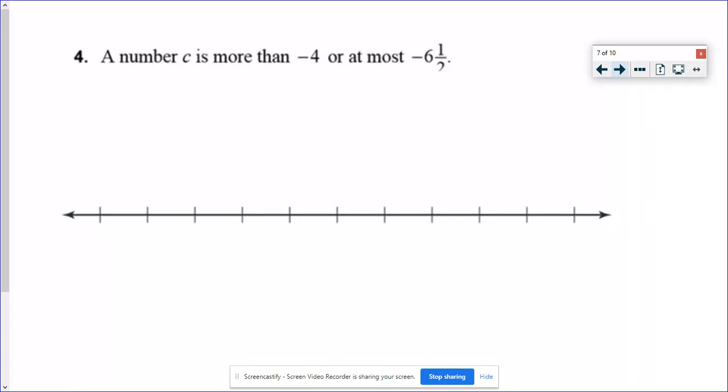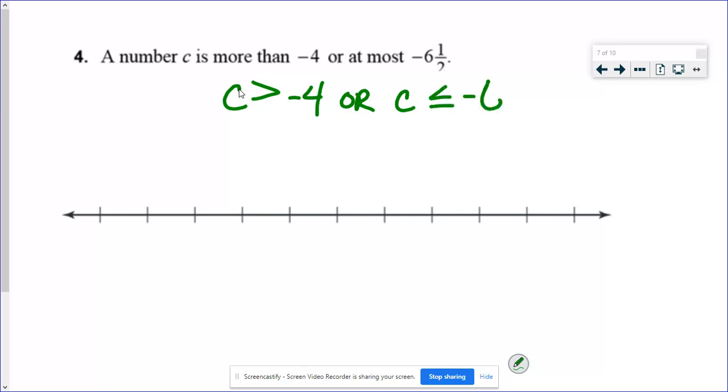For number 4, a number C is more than -4 or at most -6.5. Got a little cut off there, but that's okay. So C, if I say that it is more than, that means greater than -4. Or that same number C is at most. At most means it can get up to -6.5. It could be exactly -6.5, but it can't be more than that. So it can be less than or equal to -6.5.